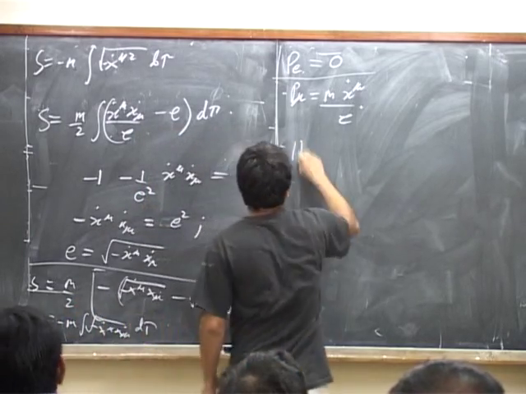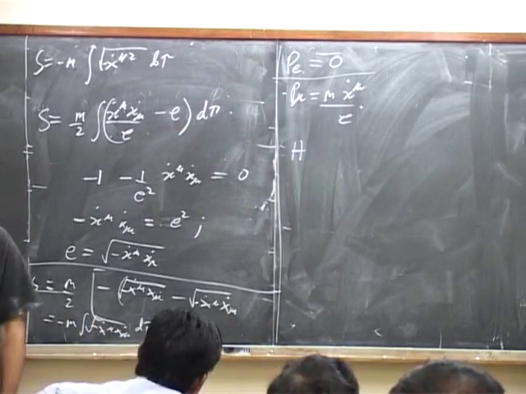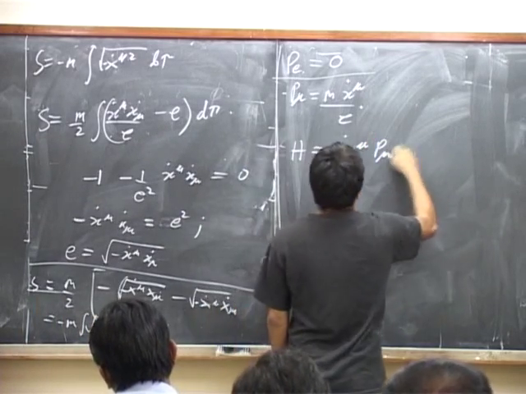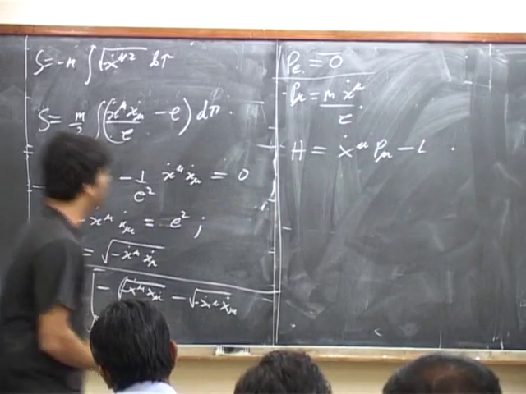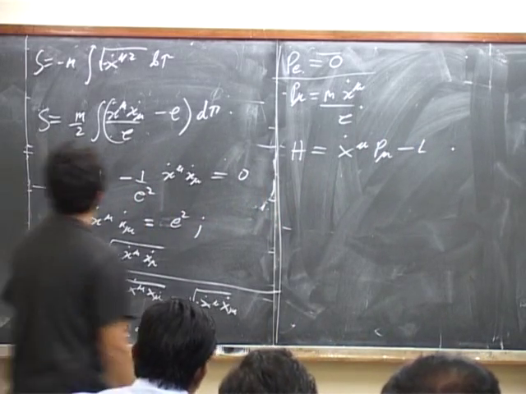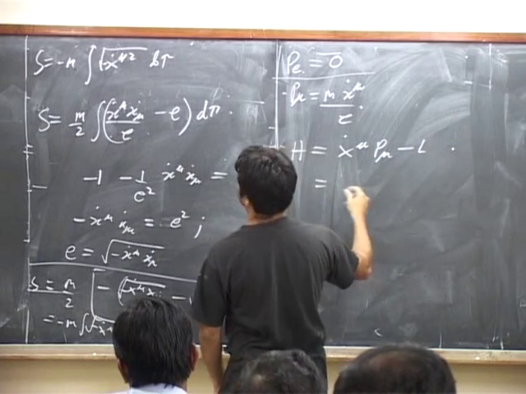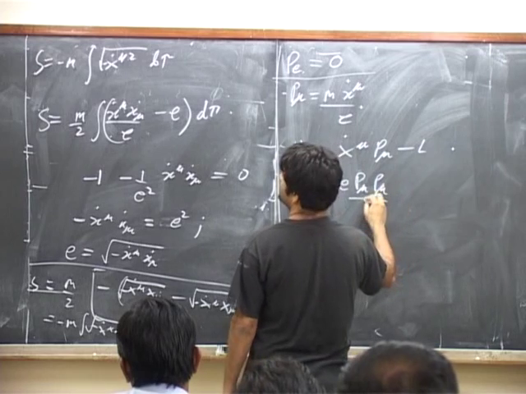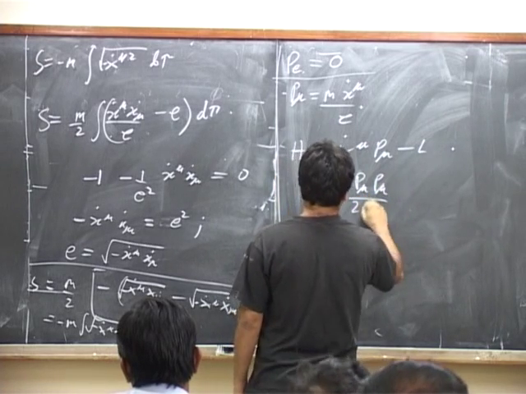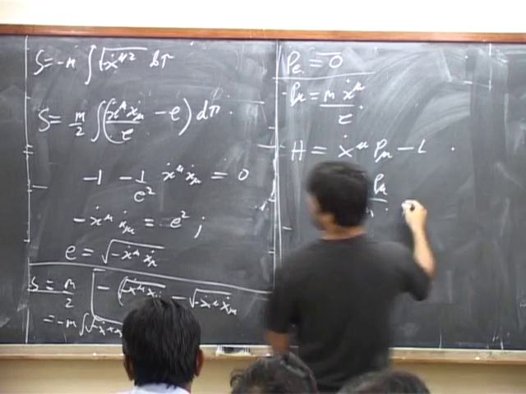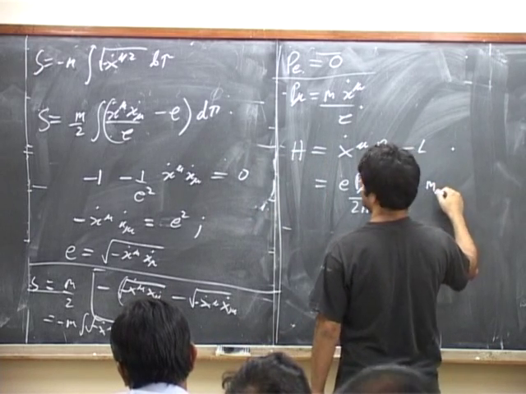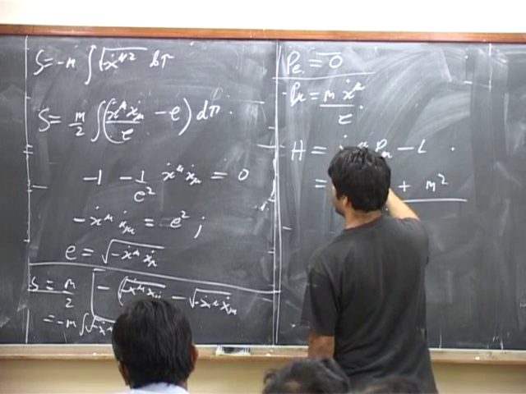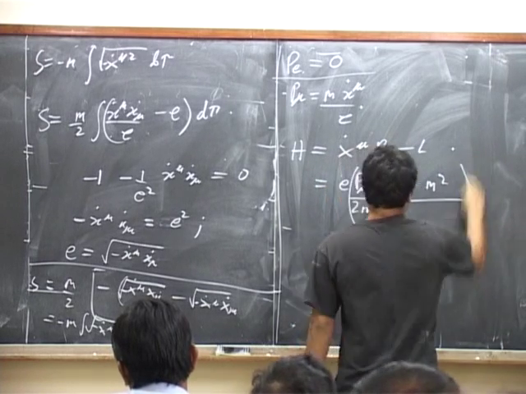In order to see that, let's compute the Hamiltonian. The Hamiltonian of our system is what? Well, the Hamiltonian of our system is x mu dot p mu minus the Lagrangian. So that's going to be E times p mu squared by 2m plus m squared by, and there's an E outside there as well, in brackets.